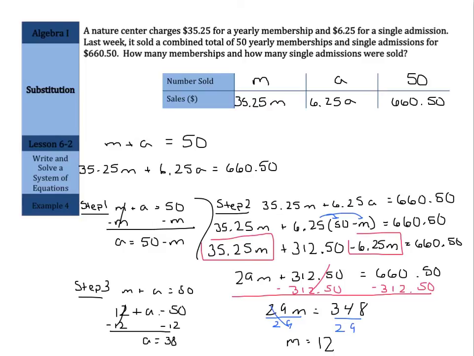Now, in our other questions, we've been answering these as ordered pairs. We're not graphing this one, so we can just write our answer in words: we have 12 yearly memberships and 38 single admissions.